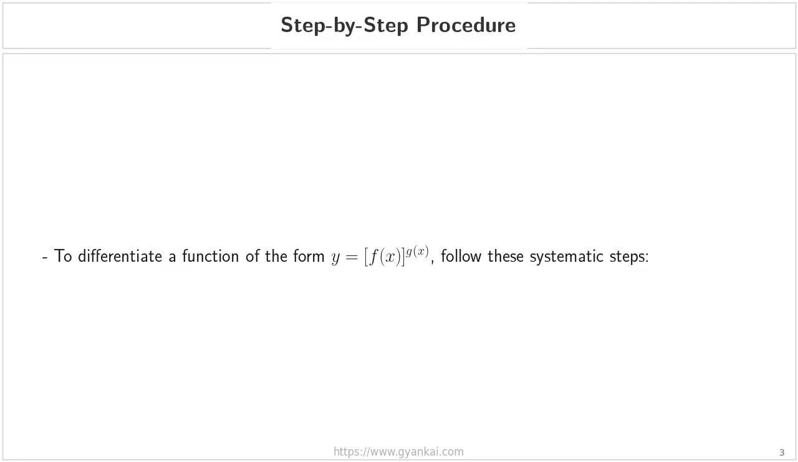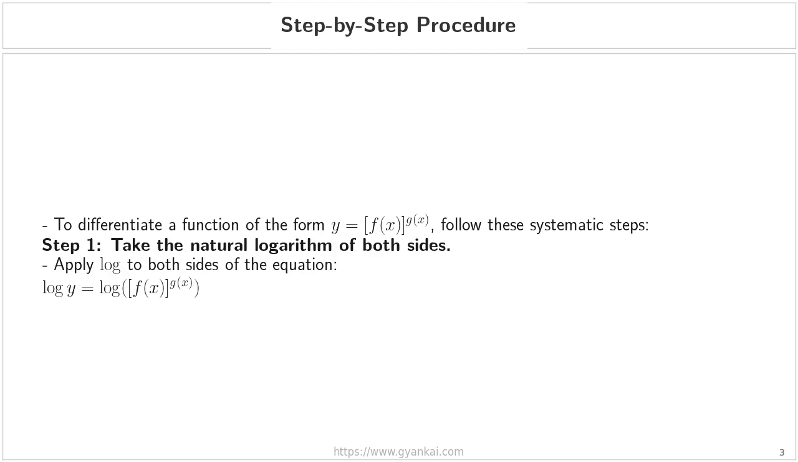Step-by-step procedure. Now that we have discussed the conceptual approach of using logarithms to handle variable exponents, let us walk through the exact systematic procedure for differentiating a function where both the base and the exponent are functions of x, to differentiate a function of the form y equals f of x raised to the power of g of x. Please follow these 5 steps.